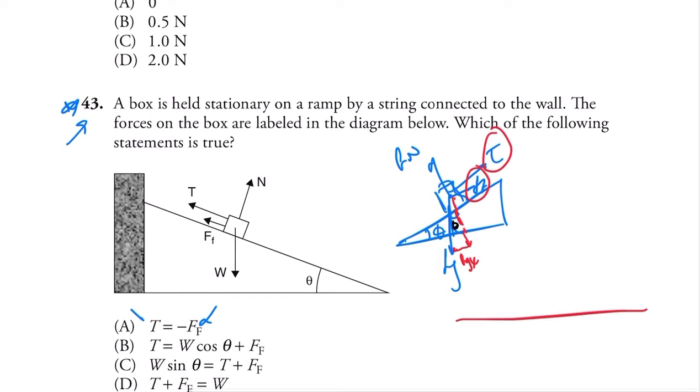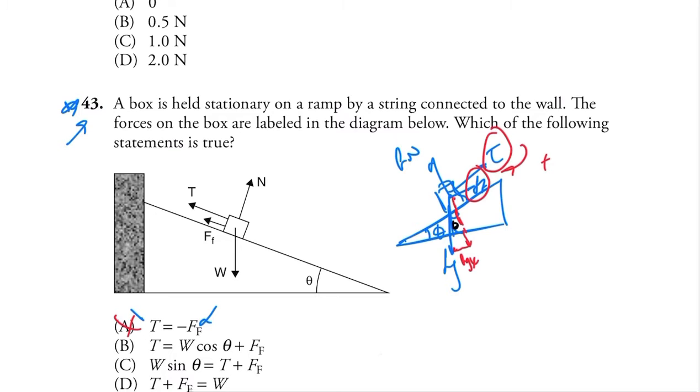If this was in a straight line and this was the block, then if the tension was pulling this side and the force of friction was pulling the other side, then we would say that tension is equal to negative FF. Well, that's not true in our case. First, because we're on a ramp. Second, because they are together, so they have to be added together. So this is not your answer.